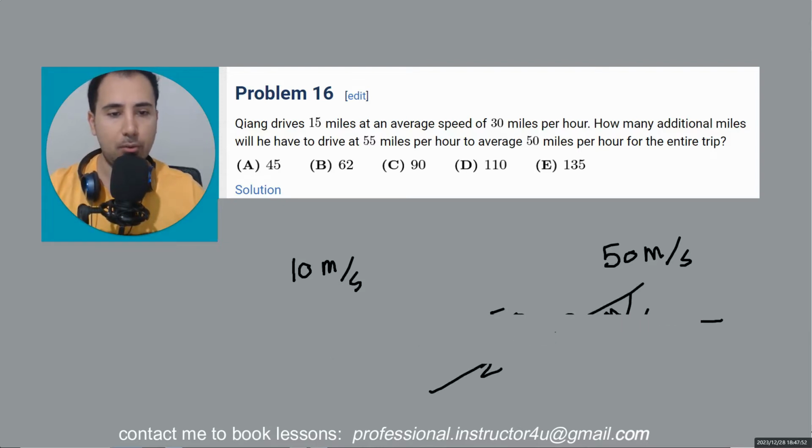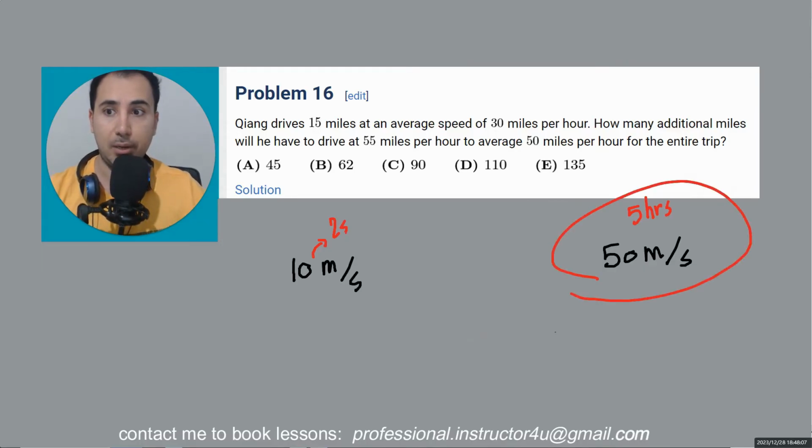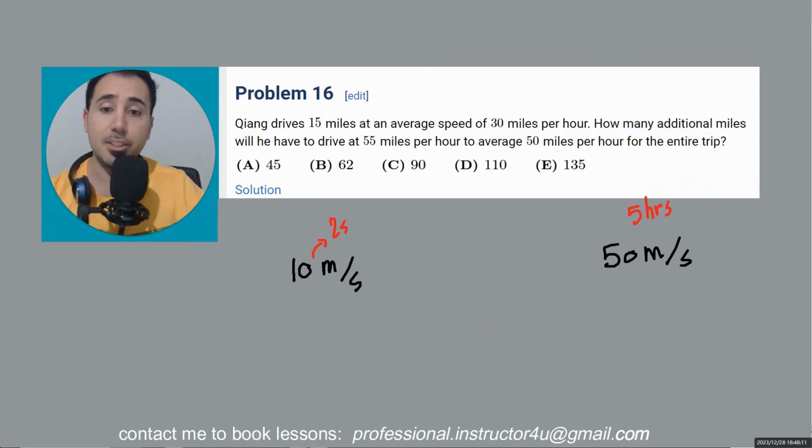But why is that wrong? Because you don't know how long I went with this. Maybe I went like 2 seconds with this speed, and then I went like 5 hours with this speed. So most of the time I went with 50, so my average should be very close to 50. Because you don't know how long I went with this, and you don't know how long I went with that, you can't find the average like that.